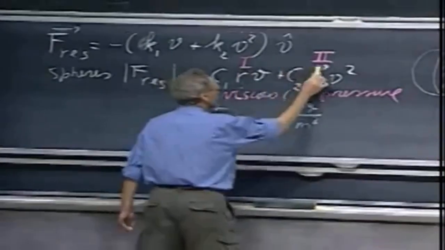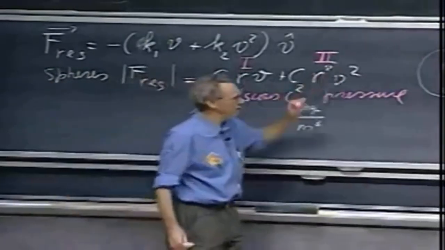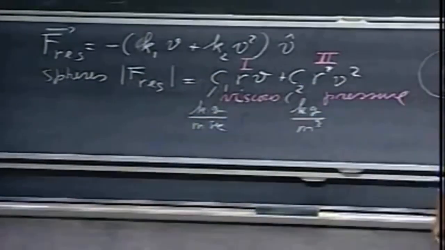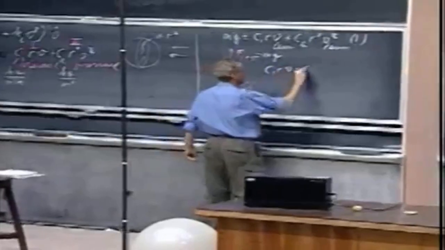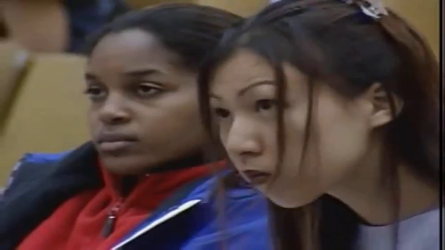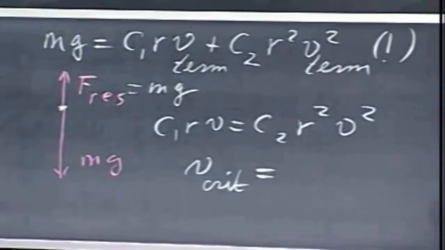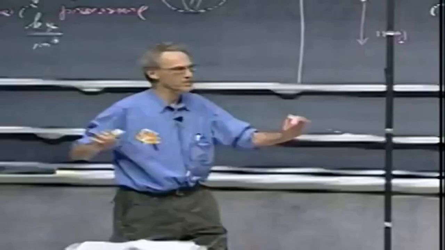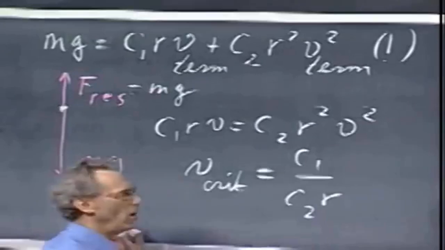Where 1 and 2 are the same, where the viscous force and the pressure force are the same, we can make these terms the same. So you get c1 rv equals c2 r squared v squared, and that velocity we call the critical velocity, even though there is nothing critical about it. It's not critical at all. It's simply the speed at which the two terms are equal. That's all it means. And that is, of course, then equals c1 divided by c2 divided by r.